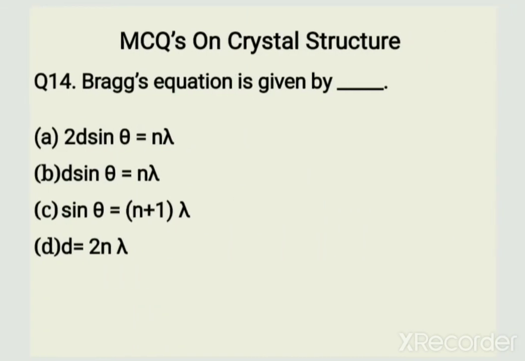The condition or the equation for Bragg's law is given by 2d sine theta equals n lambda, where d is the interplanar spacing, n is the order of diffraction and lambda is the wavelength of the X-ray. So the correct answer of this question is option A, that is 2d sine theta equals n lambda.